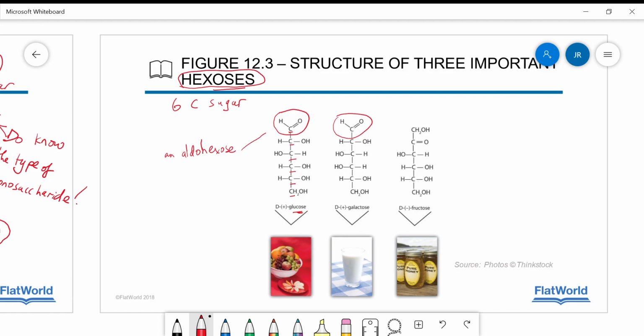Aldehyde, so is this one. So an aldohexose, galactose, found in the disaccharide lactose, which is found in milk.